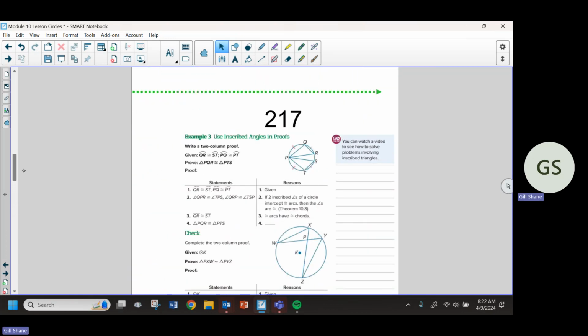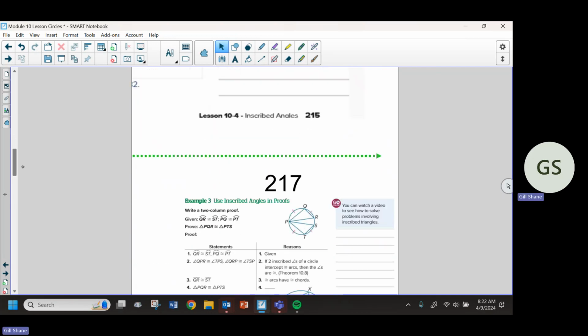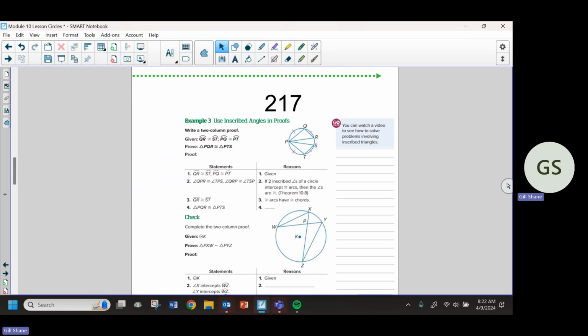What page are we on? So now we're on 217. Thank you. Moving to 217. Again, just more examples. Oh, this is proof stuff.